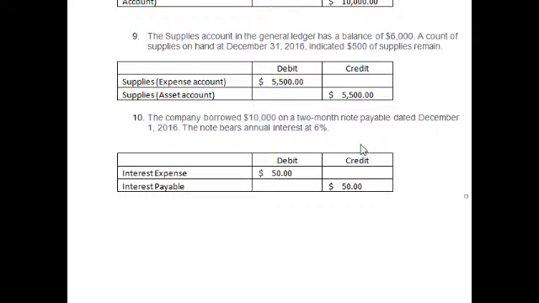However, I'm only borrowing for 2 months, and also right now, as of now, it's only December 31st. And since I borrowed it on December 1st, I should only capture expense for 1 month. So 600 divided by 12 months makes $50. So $50 represents 1 month's interest expense that I am not paying yet, but I will be paying next month. So therefore, I'm capturing it as an expense and capturing it as payable.